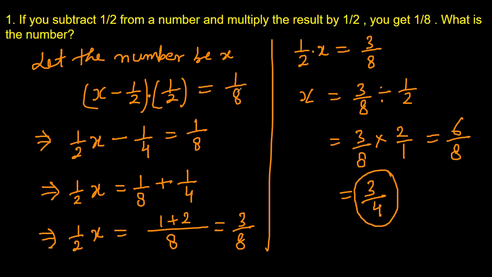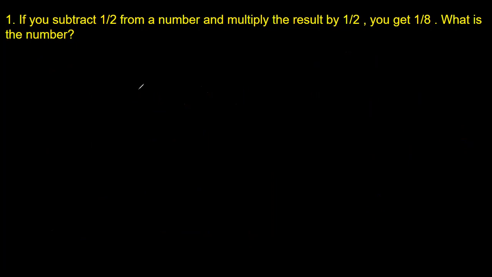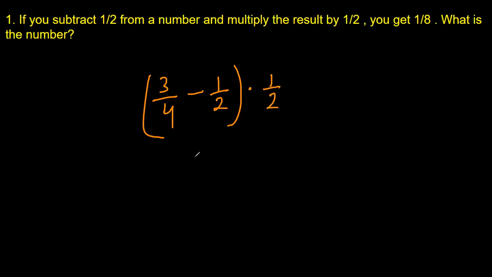Let us check our answer. If the number is 3 by 4, it said if you subtract 1 by 2 from this, so you subtract 1 by 2 and multiply the result by half. Let's see what you get. And this is the verification of your answer.